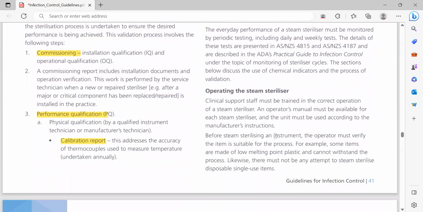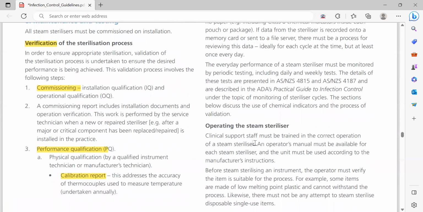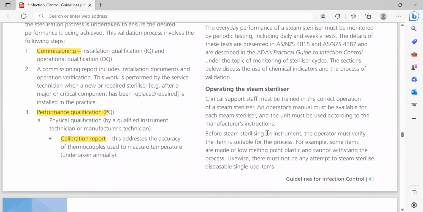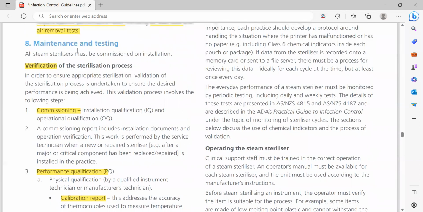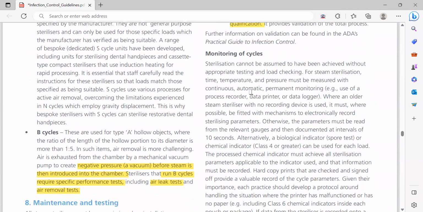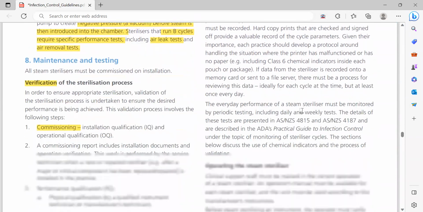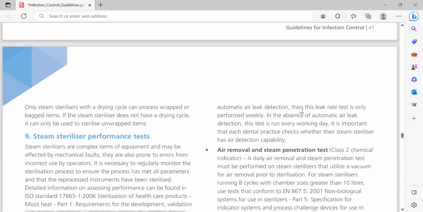This is not very important from the exam point of view, so that's the reason I'm not focusing much on these topics. Operating the steam sterilizer: it is important that you maintain it, and its verification should be done continuously by these tests. You can try to remember the names of these tests. And for monitoring the cycles, for a steam sterilizer the time, temperature and pressure must be measured with continuous automatic permanent monitoring, and you should monitor them to ensure they are working fine.